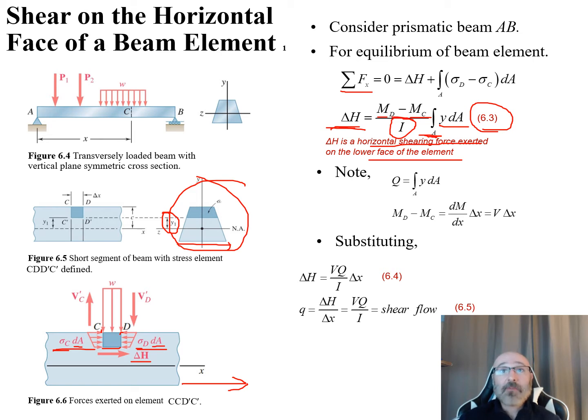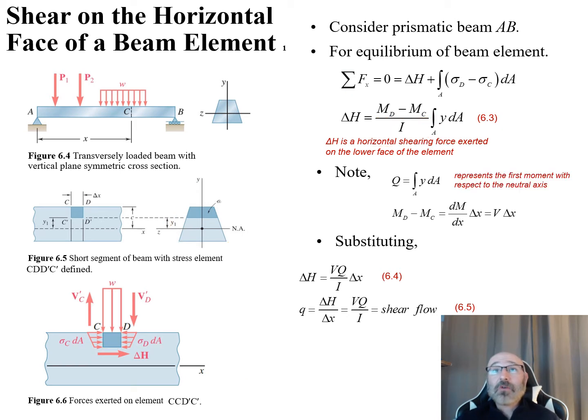So we can come back up to summation of forces in our X direction. Well, it's an equilibrium, so it's 0, so it's equal to our delta H that we're seeing right here, plus the integral of all these differential areas times the stresses for each of those elements. So we're going to sum those all up with the integral. So that's our sigma D minus our sigma C times our dA, the differential element.